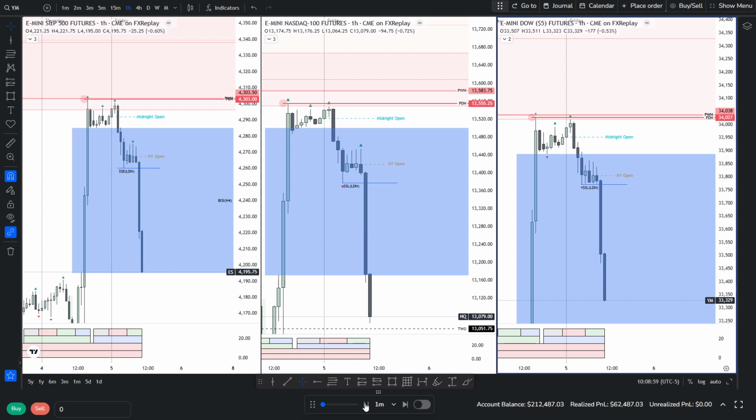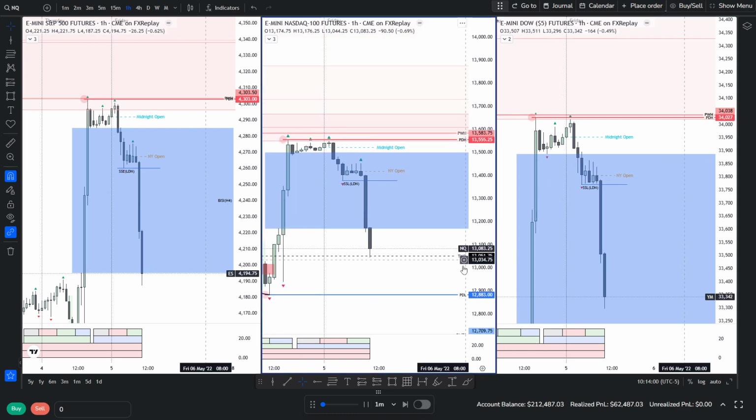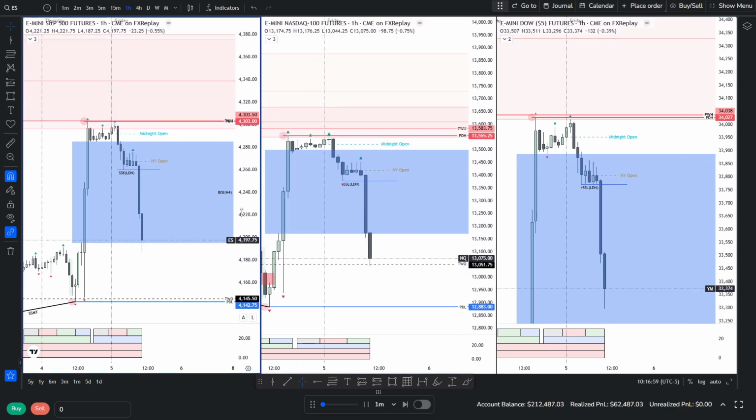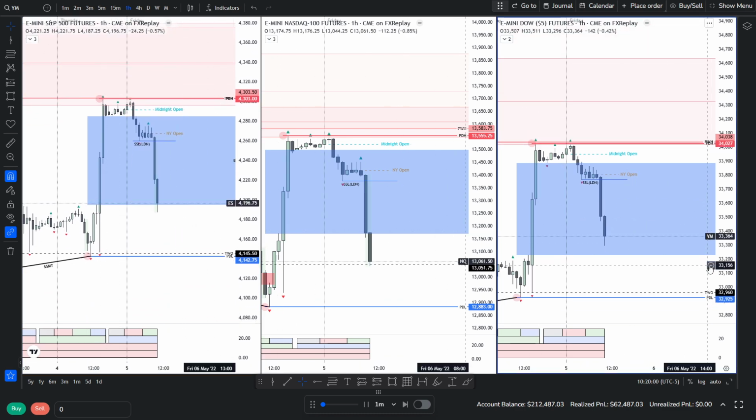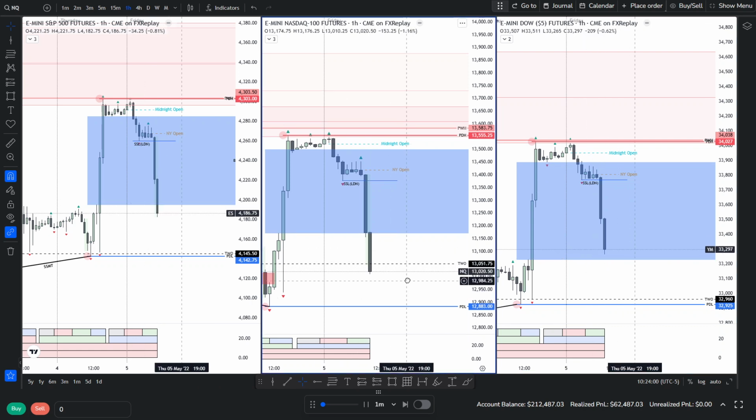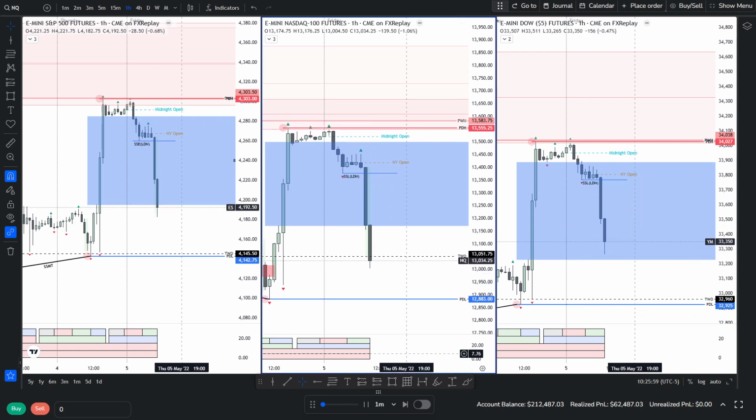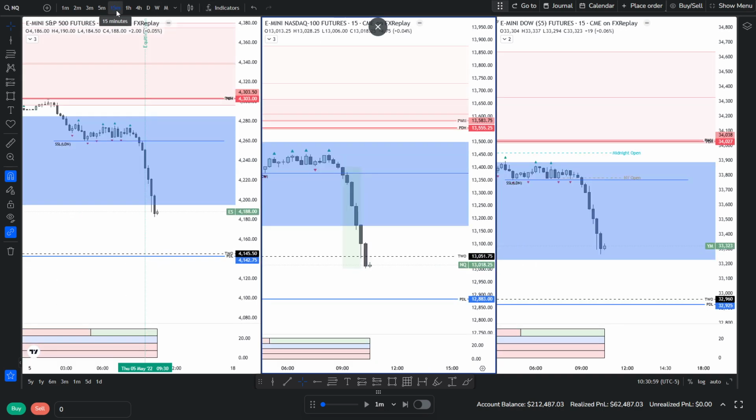So we're into the 10 o'clock hour. It's clear that we are repricing lower. Markets are now getting closer to the previous day's low. So let's see what occurs. Yeah, pretty much just repricing lower in a pretty much straight line. NQ getting significantly closer to previous day's low.